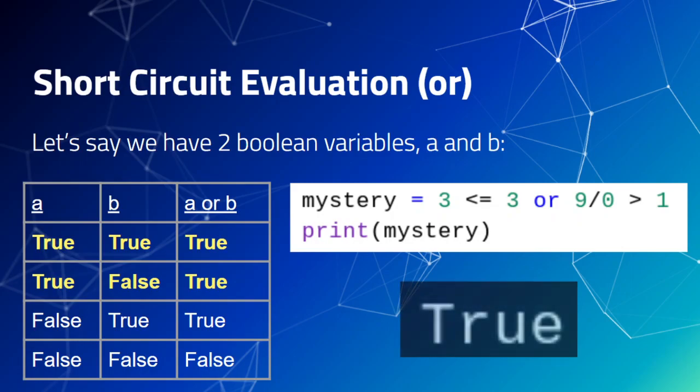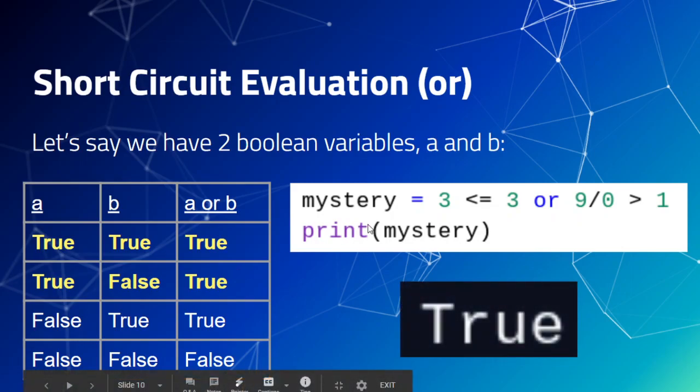All right, so the answer for this one is true. Let's take a look at why. Let's evaluate it as a computer. Mystery is being assigned a Boolean value. The first part of this Boolean expression with an or is 3 is less than or equal to 3. Well, 3 indeed is less than or equal to 3. It is equal to 3. So this part becomes true.